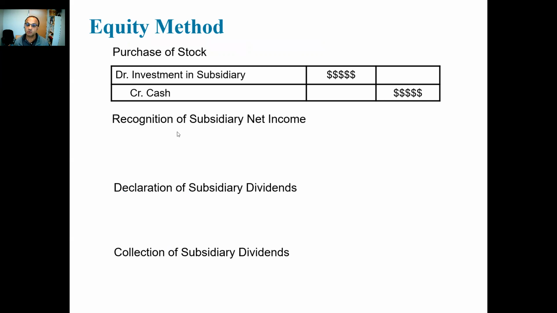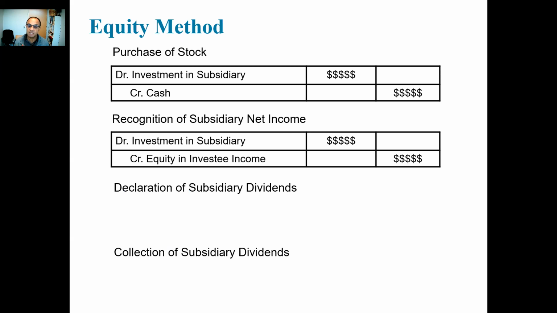But these two journals about net income and dividends are different from the fair value, because in the fair value, we don't recognize the net income, but we recognize the dividends only. So if we have significant ownership and significant influence, between 20% and 50%, then we must use this journal of net income. We debit investment in subsidiary, credit equity in investment income, by the portion of the net income that has been assigned by the subsidiary and allocated by the parent company.